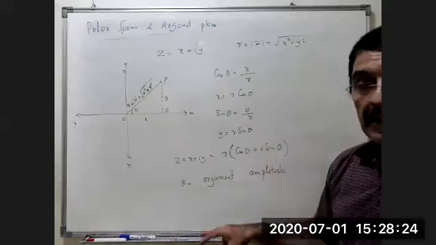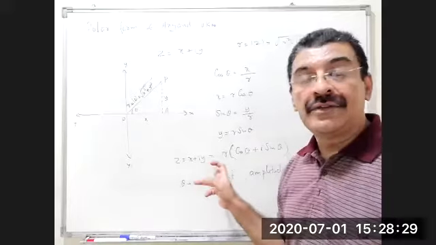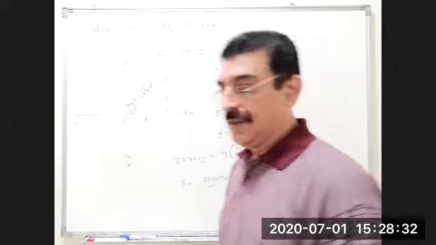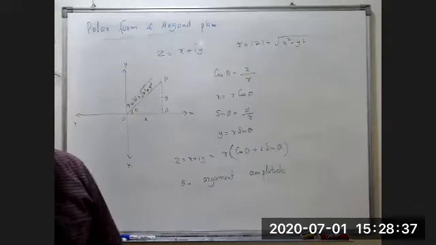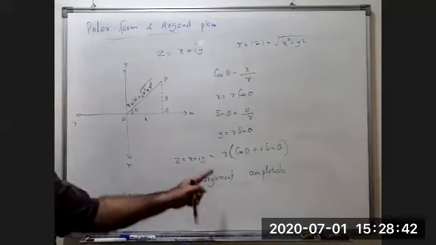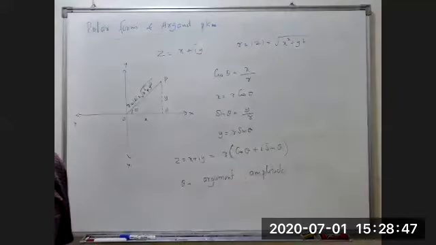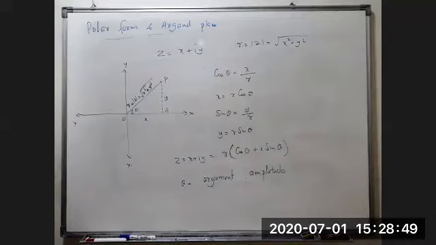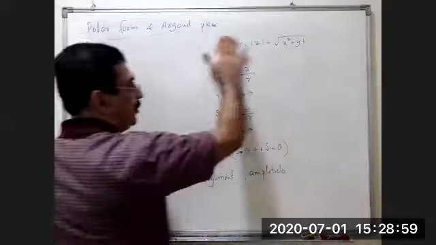Next line. Here r is the modulus and theta is the argument or amplitude.